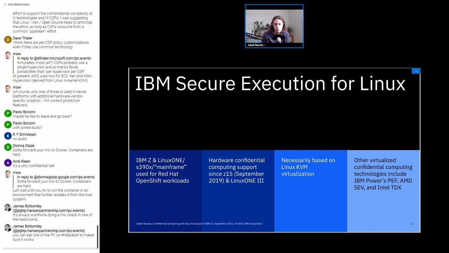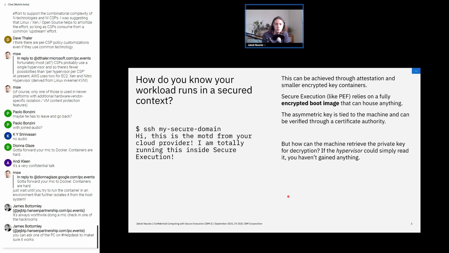The one problem, at least, that these confidential computing technologies always need to solve is making sure that a workload really runs in a secured context. Like, you have a supposedly secure domain at a cloud provider, and you want to SSH into it. You want to make sure that they're really running what they're supposed to, or that they're really running what you gave them, if you gave them something. Because if they could inject something, that would be an open door for malware, right?